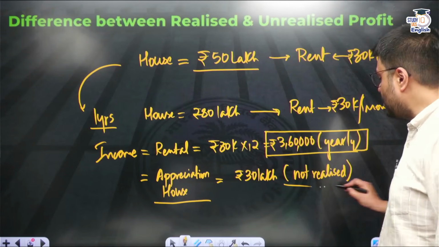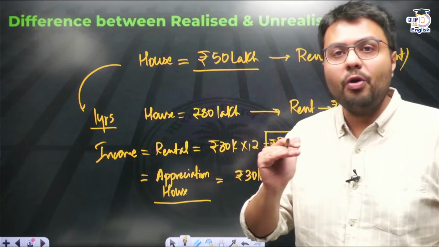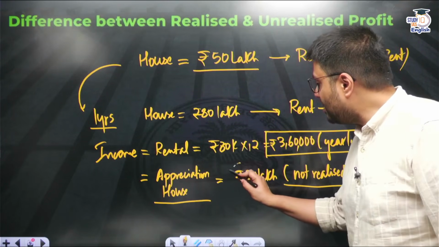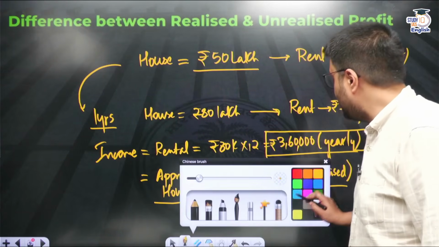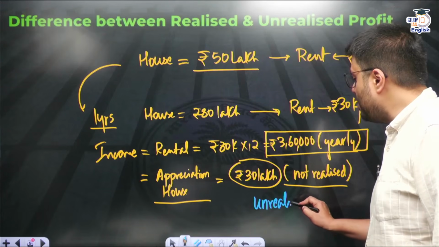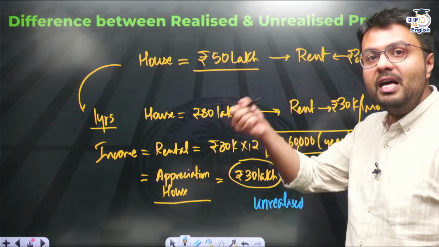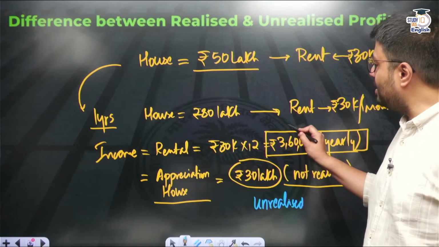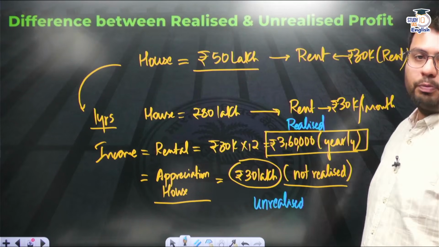Yes, but this profit exists on paper. This profit has not come into your bank account, or it has not come to you in the form of cash. So this 30 lakh rupees notional profit which exists on paper is an example of what? It is an example of unrealized profit. And this 3,60,000 rupees which you have earned by virtue of your rental income is your realized profit.